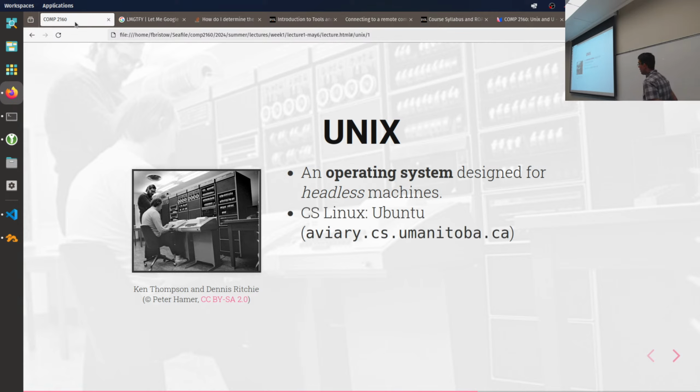For us, we are going to be using a system called Aviary. This is an Ubuntu system. So these are all running Ubuntu. Aviary actually consists of about 25 computers, physically separate computers, that are all bird names.